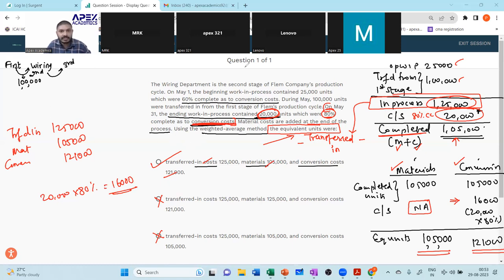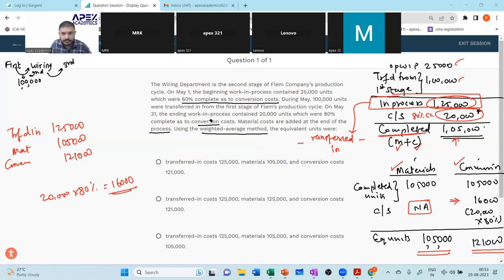Take a screenshot. Just 1 second. Before you take a screenshot, just wait. Let me get that eraser out. It's a badly massacred question. Now take a screenshot. This one. Now take the screenshot. Done, sir. Done?